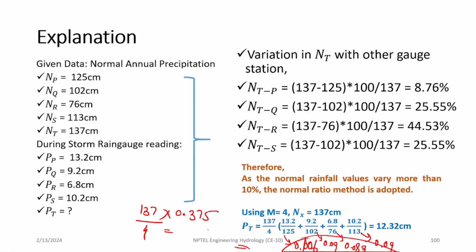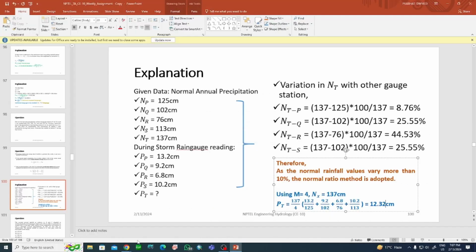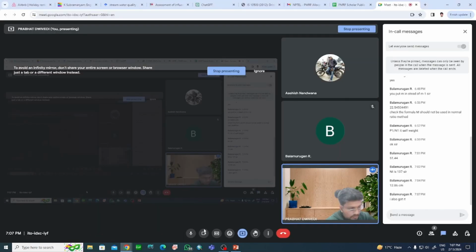Now tell me the answer. I am getting 12.86. 12.84. Yes, 12.84, yes, correct. So it is coming 12.84 centimeter. Okay, so this is the answer. Balamurgan, I hope you got the calculation now. I also got it. Okay, good.